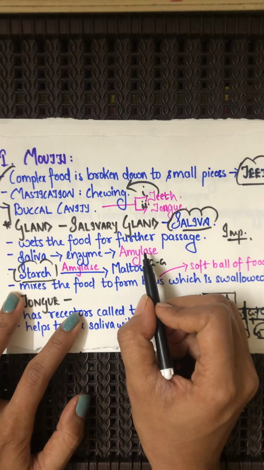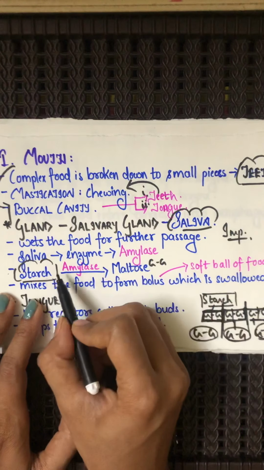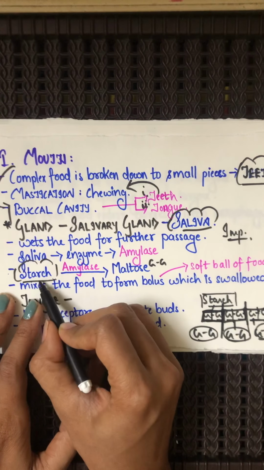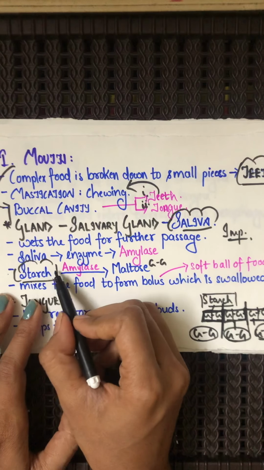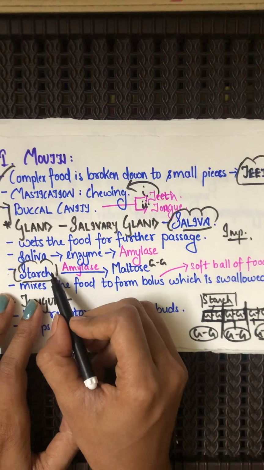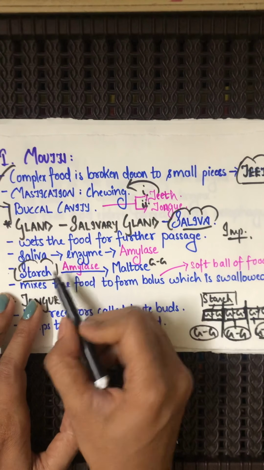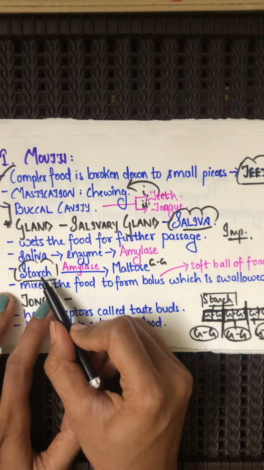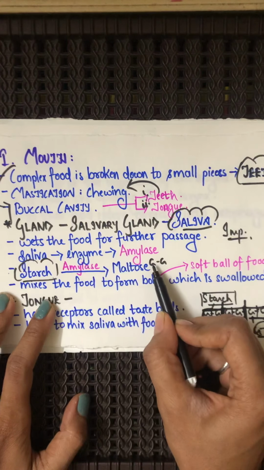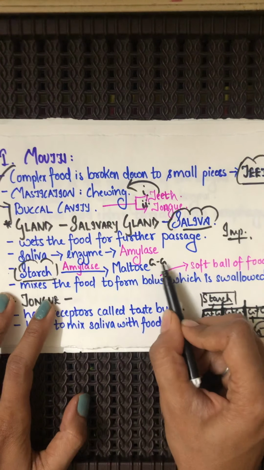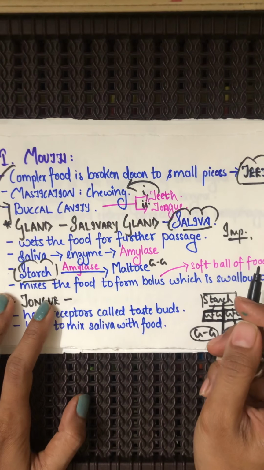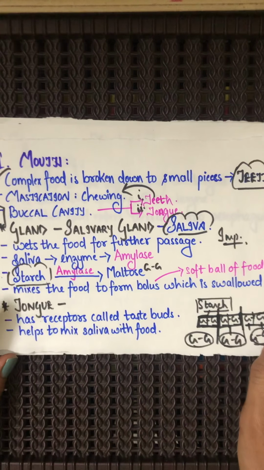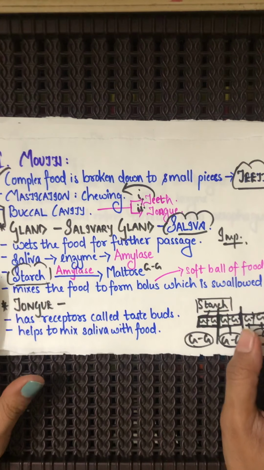And what does this amylase do? The amylase acts on the starch in our food, not on proteins, not on fats, but we are talking about only carbohydrates. Starch is a form of carbohydrate. So the amylase will act on the starch and convert it to maltose, that is two molecules of glucose. Do you understand this? Yes. Now here the starch is digested partially.